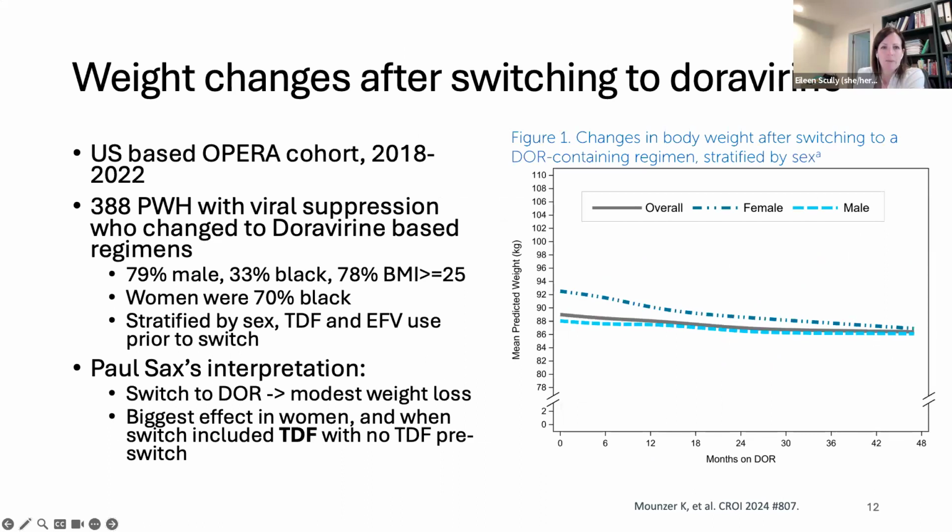Then the other thing was, this is another one on weight changes. So this is looking at doravirine. This is the OPERA cohort, US-based, 2018 to 2022, with follow-up through May of 2023. 388 people with HIV with viral suppression who changed to a doravirine-based regimen. The study population was 79% male, 33% Black, 78% with a BMI of greater than or equal to 25, so classified as overweight or obese at baseline. Of the women included in the study, which is only 21%, 70% of them were Black. So a large proportion of the women in the study were also Black.